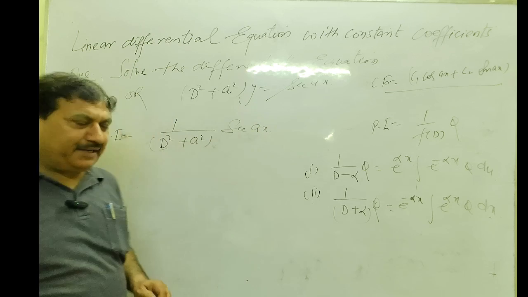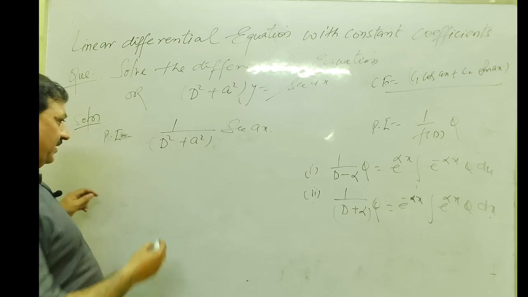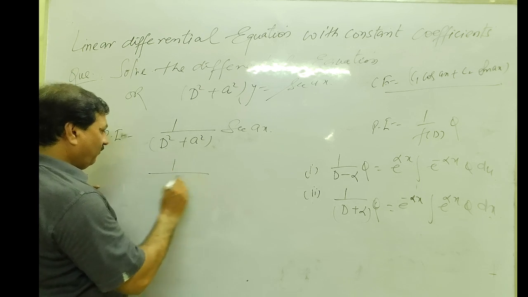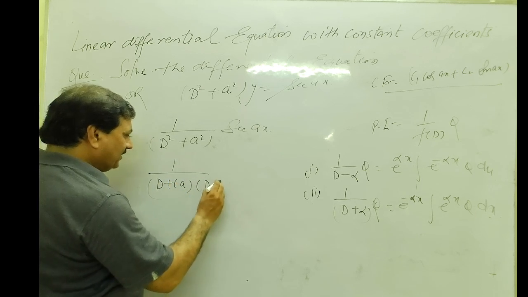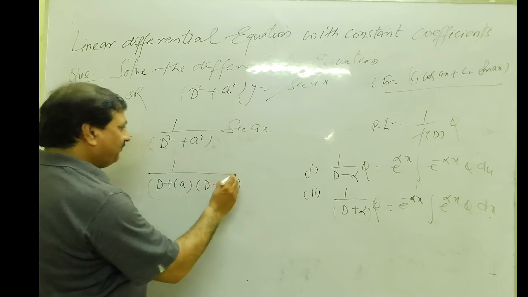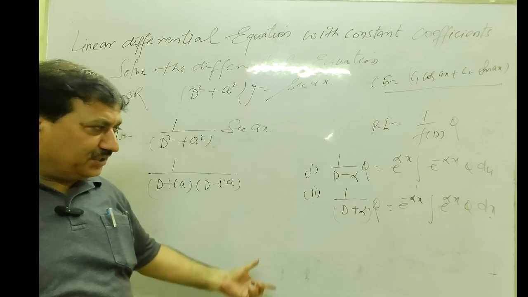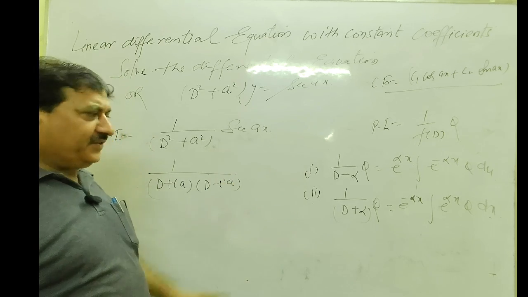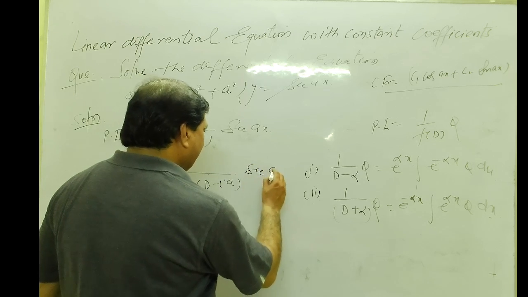Okay, this is very important. Convert in the form of factors. This is the factor: 1 upon (D plus ia) and (D minus ia). This is the factor because this is the basic theory of this question, and it is used on the right-hand side. This is a very important case, and this is sec ax.